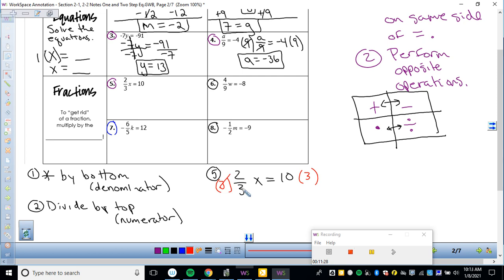So by multiplying by the denominator, we get 3 over 3, and that clears the fraction, leaving you with 2x equals 10 times 3 is 30. Now we're looking at the same type of equation we just did. Now we divide by the numerator, which is 2. And 2 over 2 is 1. So we get x equals 30 over 2 is 15. Box your answer. Okay? So when there's a fraction in front, make it a two-step equation, multiply by the denominator, and then divide by the numerator.